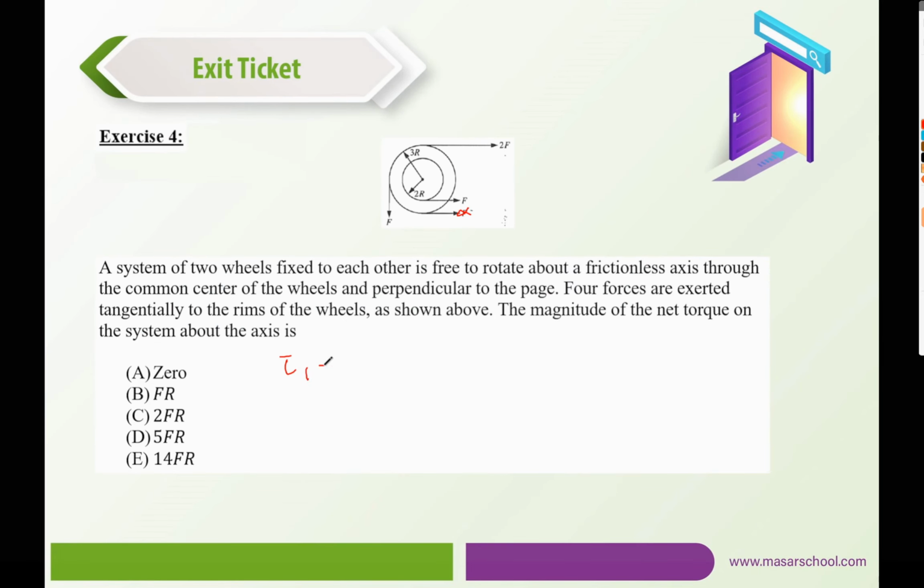So the torque 1 would be given by F multiplied by the outer radius, which is 3R. Now the torque 2 produced by this force would also be positive, multiplied by the inner radius, which is double R. Now this torque, which is also F multiplied by 3R, and we're left with the torque 4, which is negative, double F multiplied by the outer radius.